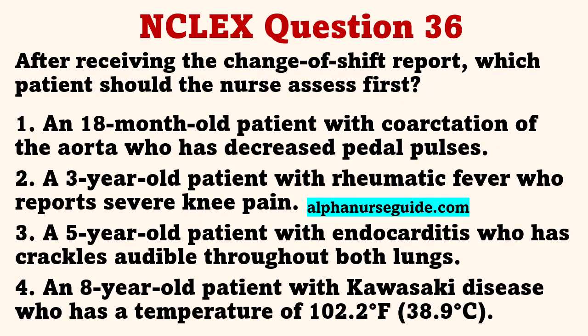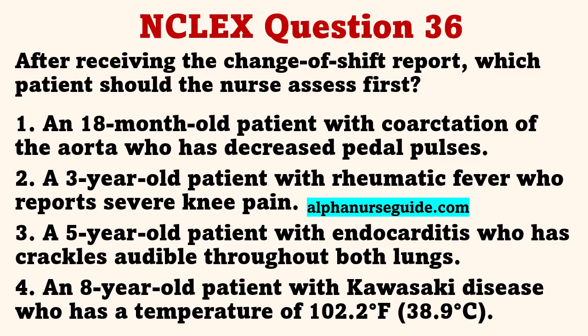After receiving the change of shift report, which patient should the nurse assess first? 1. An 18-month-old patient with coarctation of the aorta who has decreased pedal pulses. 2. A 3-year-old patient with rheumatic fever who reports severe knee pain. 3. A 5-year-old patient with endocarditis who has crackles audible throughout both lungs. 4. An 8-year-old patient with Kawasaki disease who has a temperature of 102.2 degrees Fahrenheit.